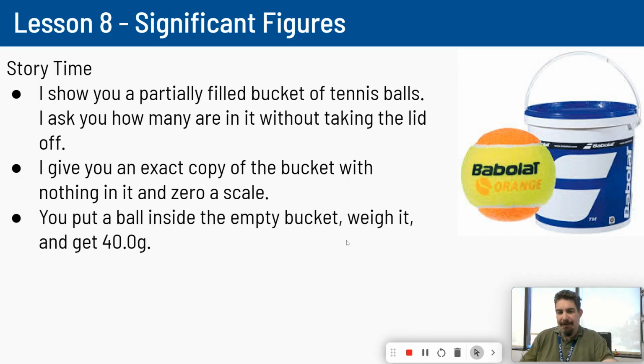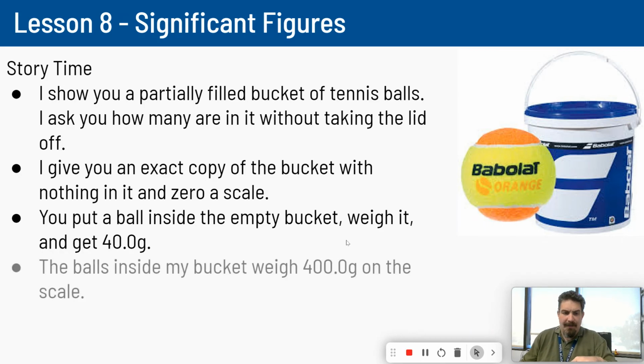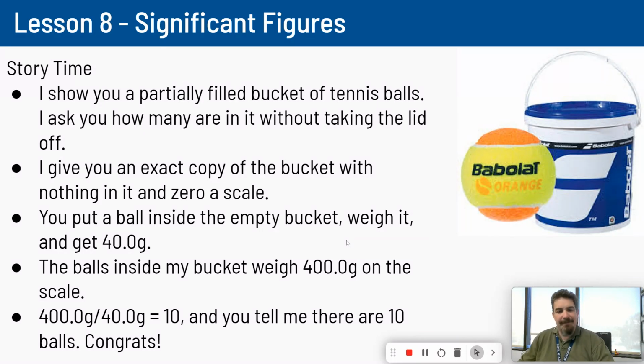You put a ball inside the bucket and you weigh it and you get 40.0 grams on the scale. The balls inside my bucket, when you put my bucket on the scale, they weigh 400 grams. Well, if you take 400 grams and divide it by 40, you get 10. And you say, oh, well, then there's 10 balls in the bucket. You're right. Congrats, you did it.